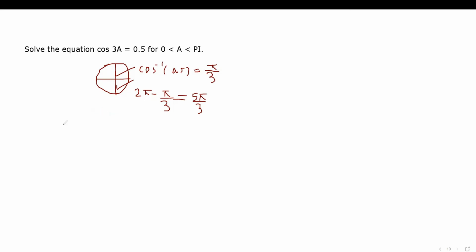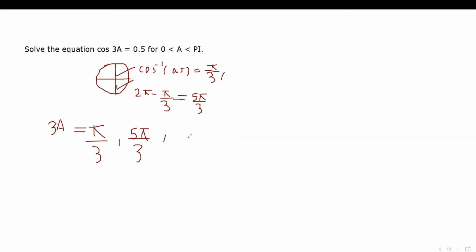We get that 3a can equal pi by 3, or 3a can equal 5 pi by 3. Now, gentlemen, here's where it gets crazy. Don't think this is going to give 4 marks by dividing through by 3 and you're done. No, guys, you can spin around the circle one more time.